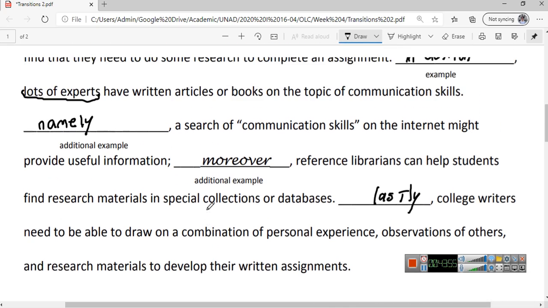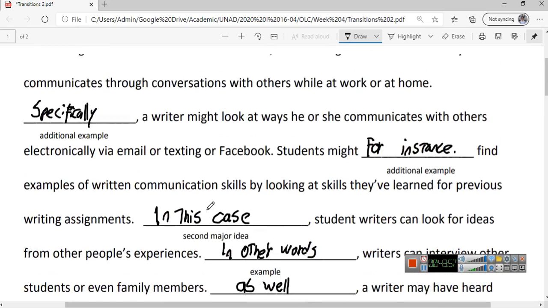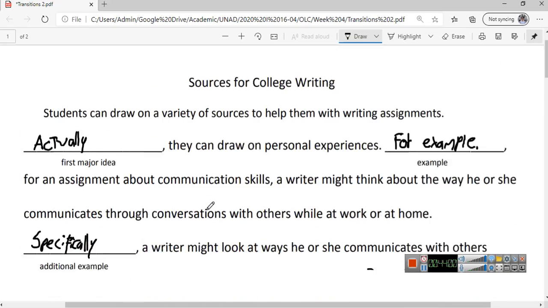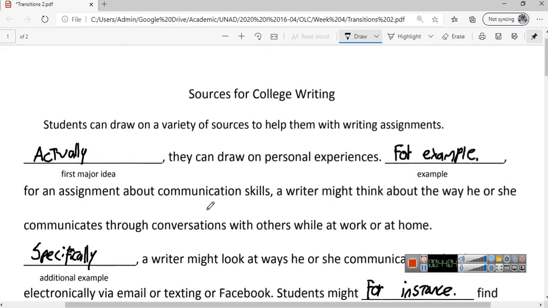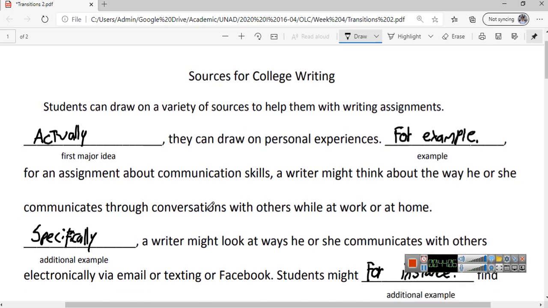Last was a very good example right there. Let's look at the essay and see how well does it read.